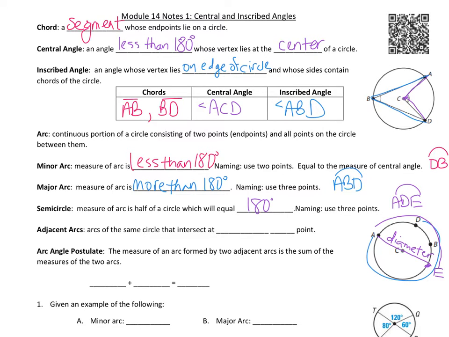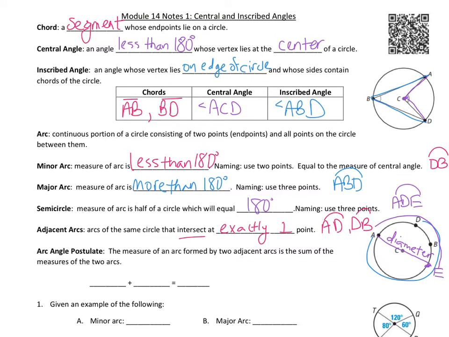Adjacent arcs, you can probably imagine, are going to be arcs that are directly right next to each other. They are going to share exactly 1 point. In my picture over on the side then, that would be arc AD, and I could say that DB would also be adjacent to it since they share the point D, or they intersect at point D.